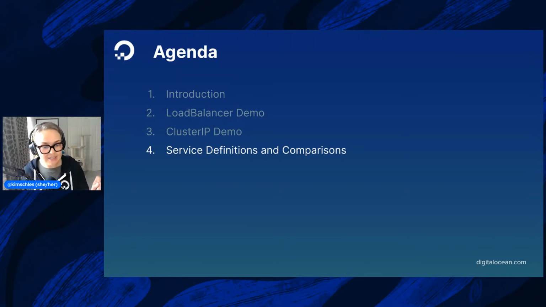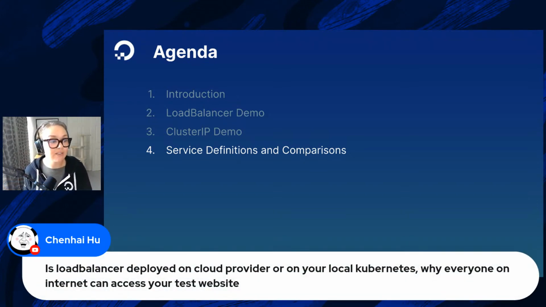Chen Hai says, is the load balancer deployed on the cloud provider or on your local Kubernetes so everyone on the internet can access it? So the load balancer, there's a lot of magic going on behind the scenes. By enabling the load balancer type service, I am then asking DigitalOcean, hey, will you please spin up one of your load balancers? And then when traffic is sent to that IP address, you're going to load balance across the pods. So it's cloud provider specific.